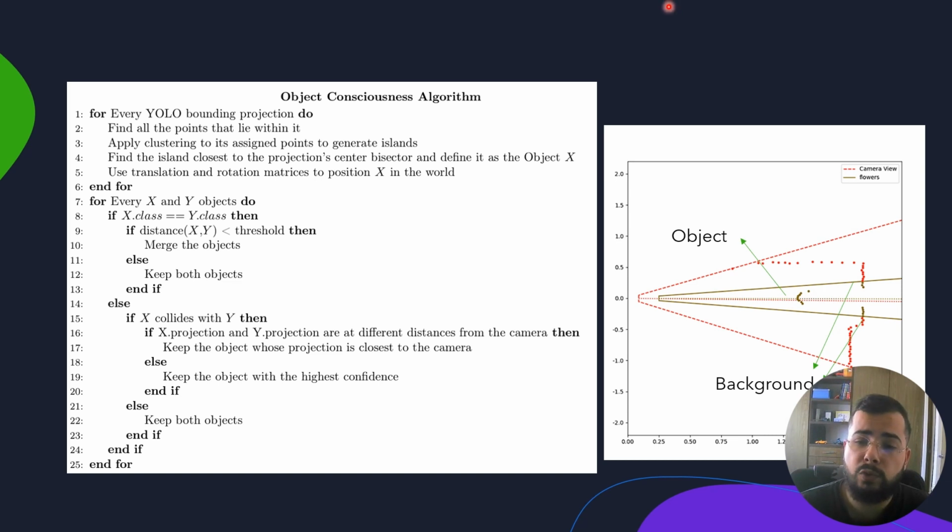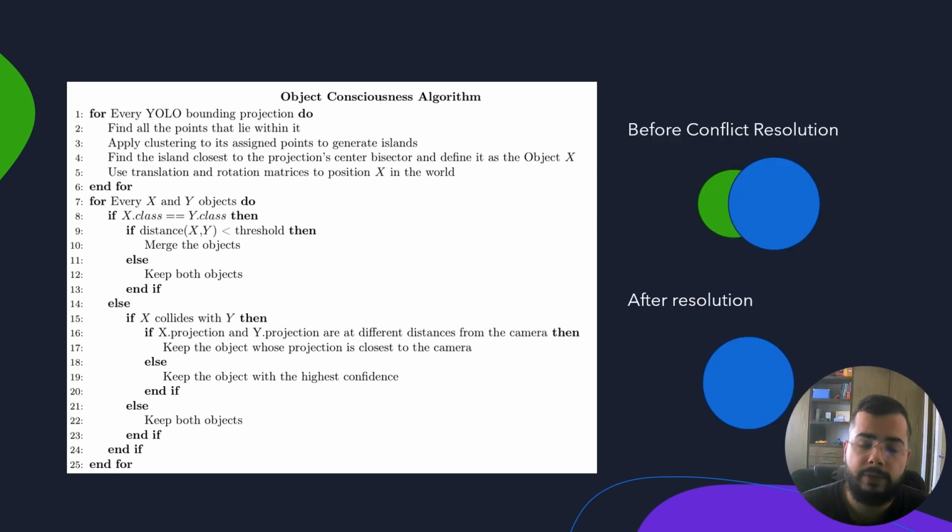With these assumptions in mind, we can create the consciousness algorithm. First, we assign each one of the points to each one of the bounding boxes, and do point clustering to extract islands. Here we have one island, two islands, and three islands. To choose the correct island, we can use the assumption that the correct island will be the one closest to the bisector of the projection. In this case, this one right here. Then we can use the translation and rotation matrices of the robot to correspond this object island into the 3D world. As mentioned before, it can occur in certain cases when two objects are detected in the same position, so conflict resolution needs to be applied.